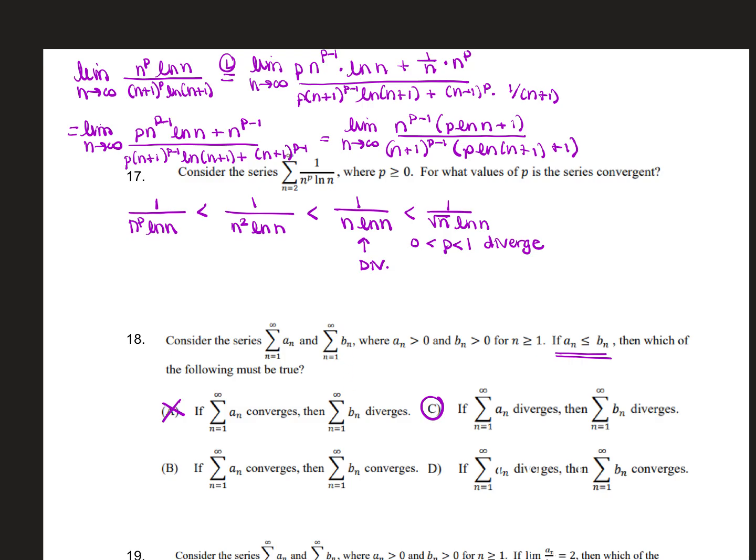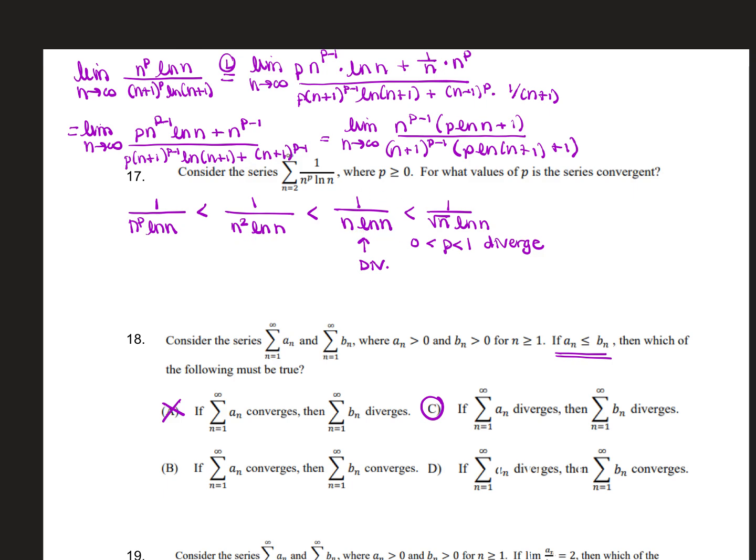Just skip number 17. Well, you can talk about it. We want to know which values of p this also converges for. So I just went through and looked at what p is. We could have done all these limits, but it's so much worse. But I know n squared natural log of n has got to be less than that. This one I know diverges.